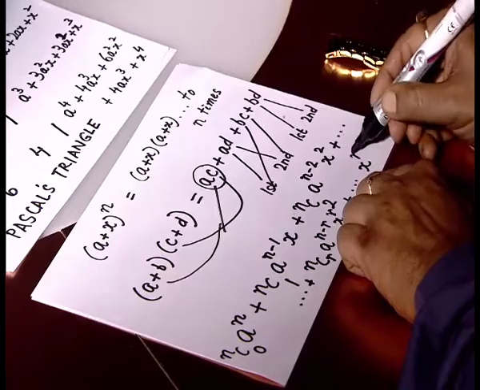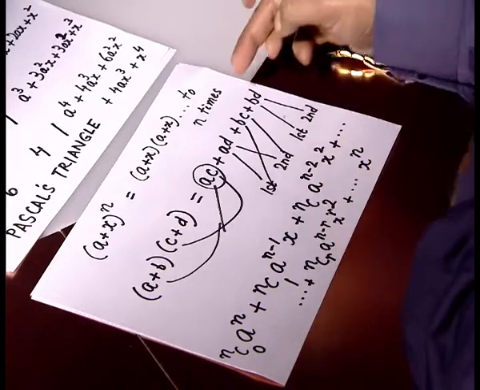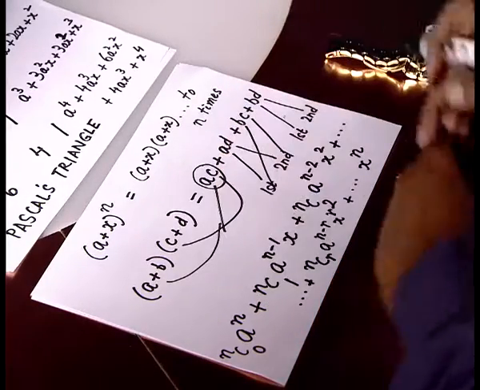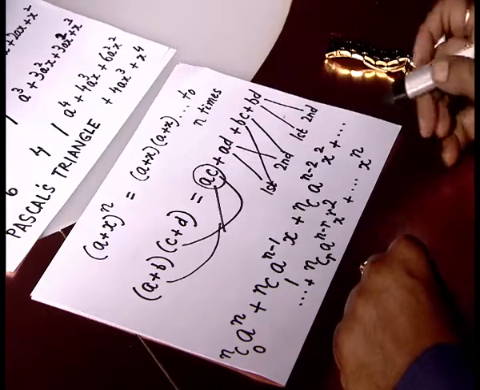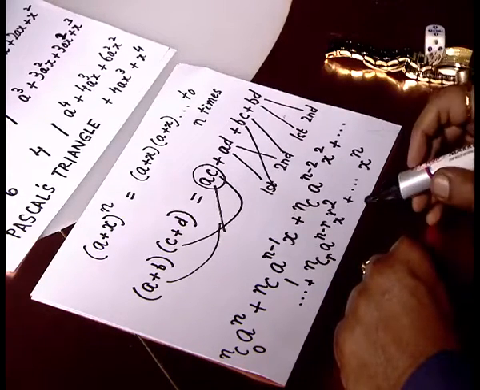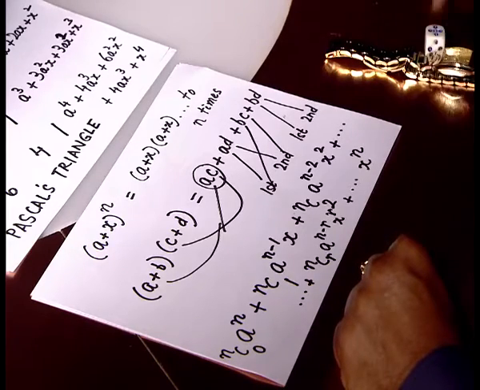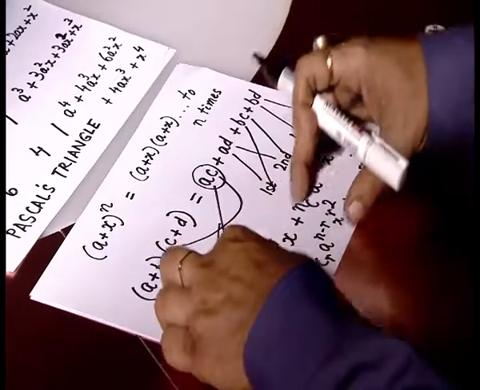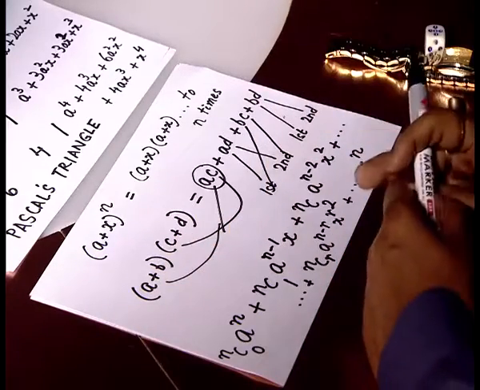and the final term would be x to the power of n, where all the n brackets would be contributing x, like here all the n brackets had contributed a. So, all the n brackets had contributed x, no bracket has contributed a, and so that coefficient would be nCn, which again is equal to 1. So, this is your good old binomial expansion.